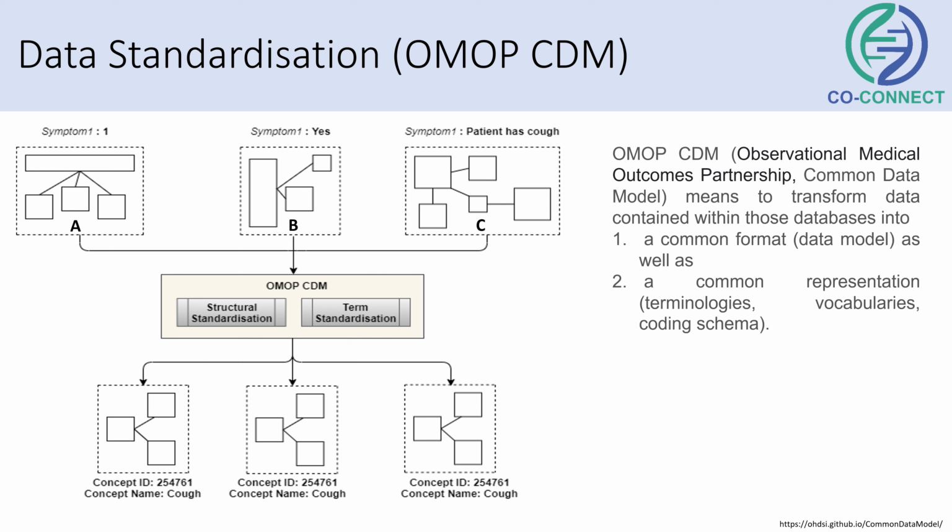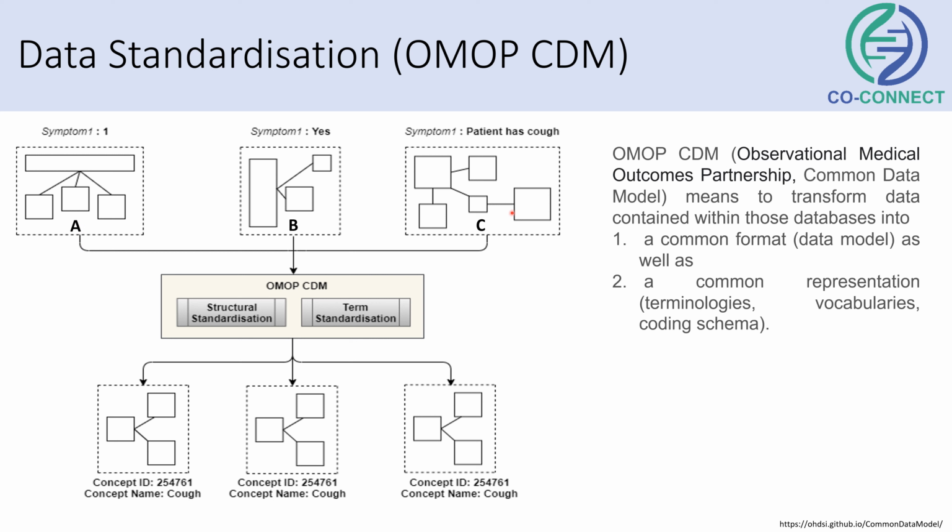For example, here we have 3 different data sets. All 3 data sets have a different number of tables, possibly different table names, field names, and field values. Let us assume that these data sets are recording a symptom, say symptom 1, which represents cough.